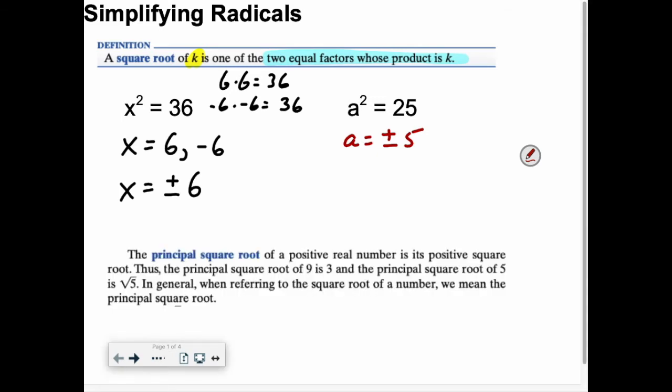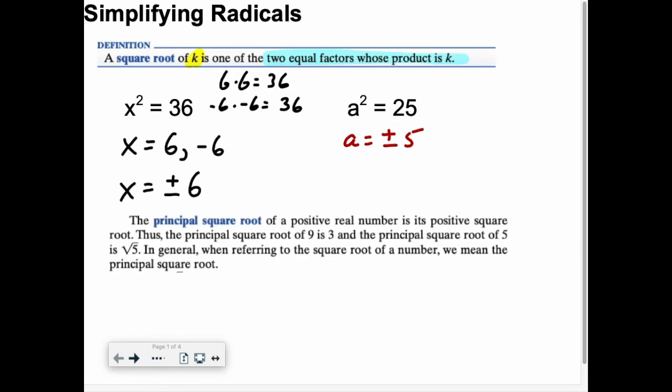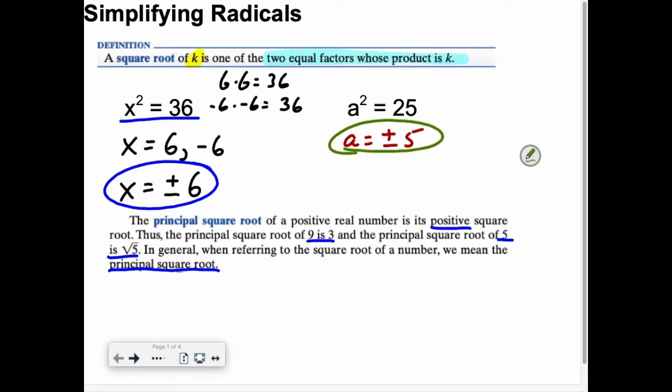That brings us to this idea of the principal square root. So the principal square root of a positive number is the positive square root. So the principal square root of 9 is 3. The principal square root of 5 is radical 5, or square root of 5. So in general, when we refer to the square root of a number, we mean the principal square root. Now, if you were asked to find all solutions, these are all solutions to the equation x squared equals 36, and these are all the solutions to the equation a squared equals 25. It depends on if we're saying the real number or all solutions.